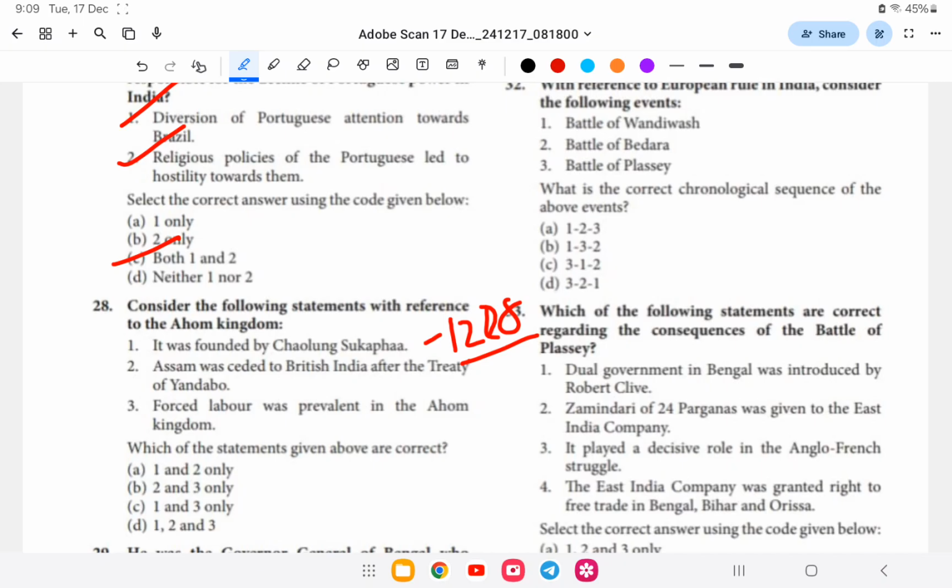Number 2, Assam was ceded to British India after the Treaty of Yandabo. The Treaty of Yandabo was signed in 1826. So correct. It separated Burma and Myanmar from British India. So 1 and 2 are correct. Number 3, forced labor was prevalent in the Ahom kingdom. This is also correct, because the Ahom kingdom depended on forced labor. So 1, 2 and 3 are correct. So the answer is option number D, that is 1, 2 and 3.